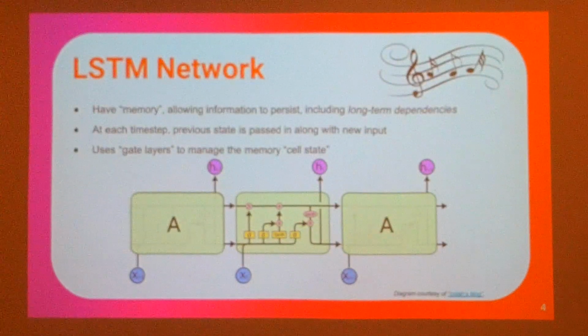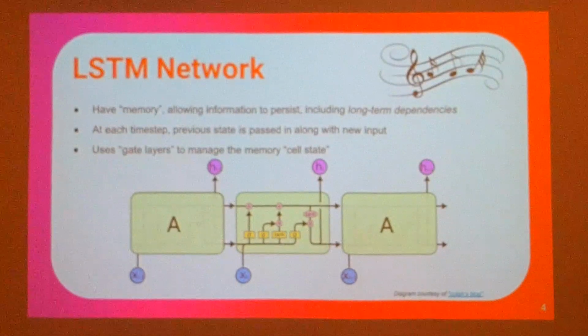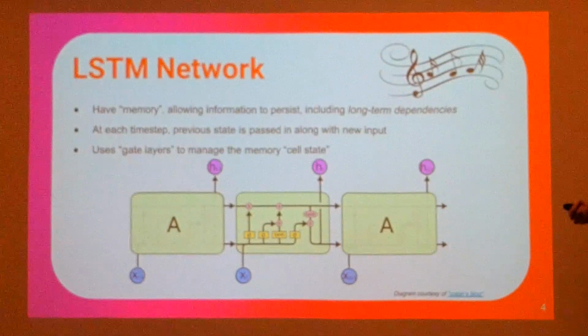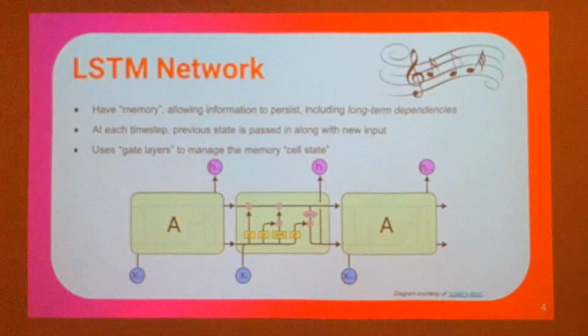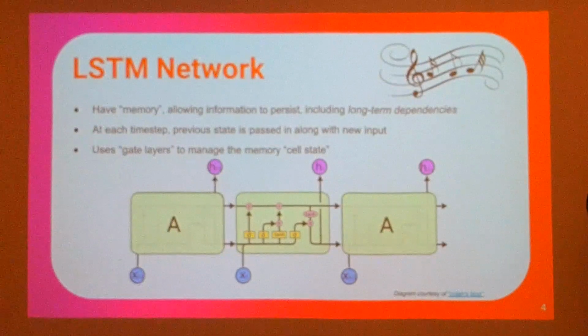The underpinning of this model is an LSTM network. Again, that stands for long short-term memory. The real benefit of this type of model is that it has both long and short-term memory, hence the name. It is able to maintain both types of memory through managing a cell state through several gate layers within each node.